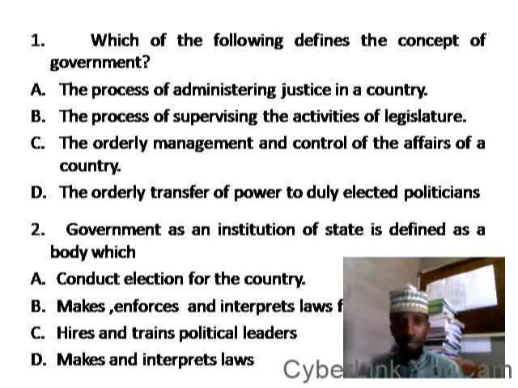B. Makes, enforces and interprets law for the state. C. Hires and trains political leaders. D. Makes and interprets law.